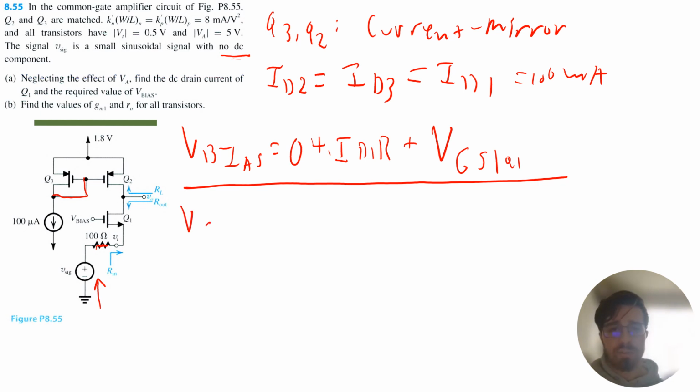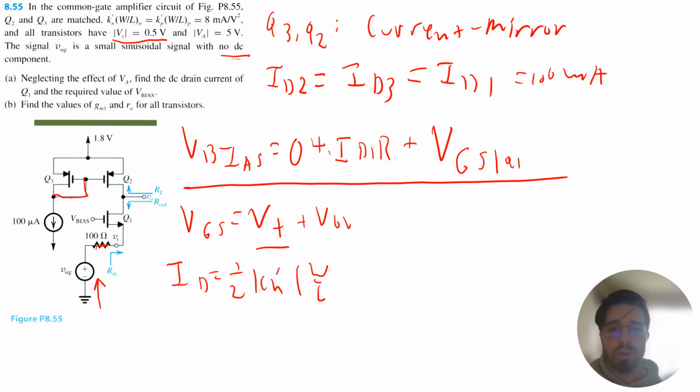Well, I know that the voltage from gate to source of a transistor is equal to threshold voltage plus the overdrive voltage, and we're already given Vt. We can see it's equal to 0.5 volts. So all that's left is to solve for the overdrive voltage. And to find the overdrive voltage, we can leverage the drain current equation. So know that ID is equal to 1/2 Kn prime times W over L times V overdrive squared. V overdrive is the only term that we do not have the value of, so we can simply isolate it.